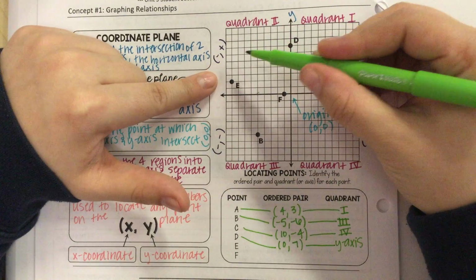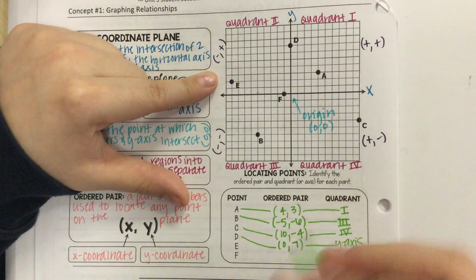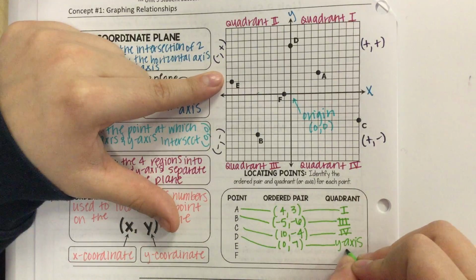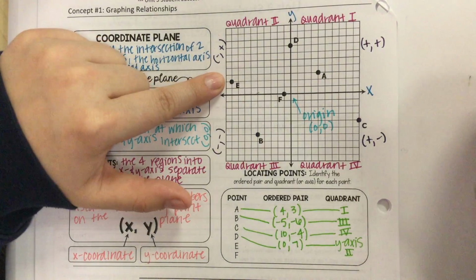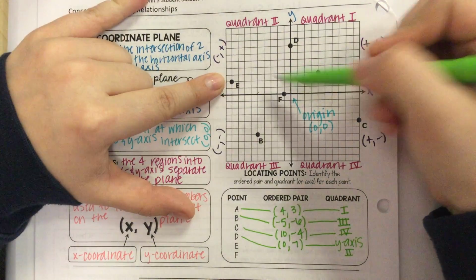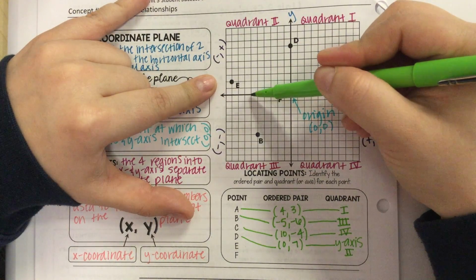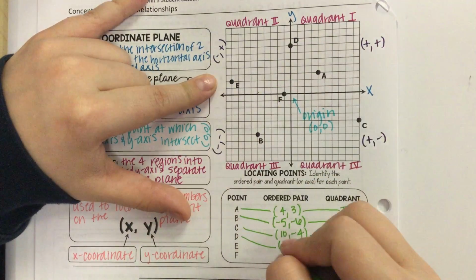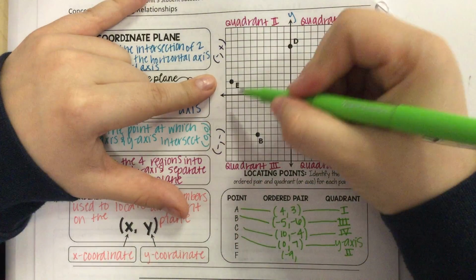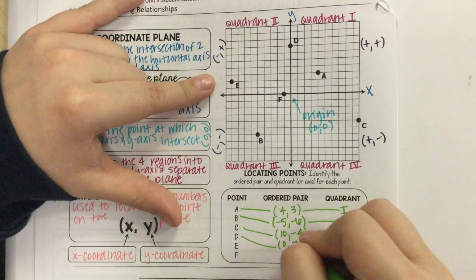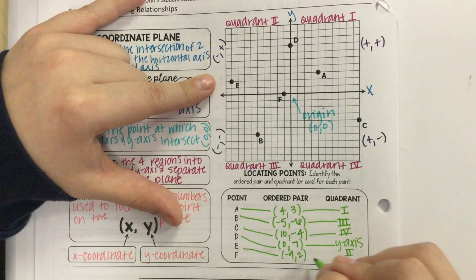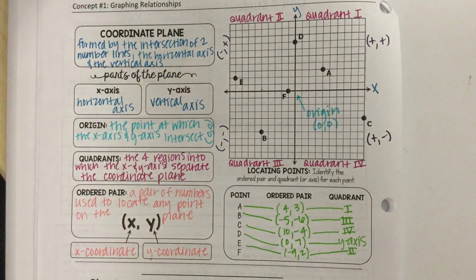E is also in quadrant 2. Okay, let's figure out where it is. We're going to have negative, positive. So negative 1, 2, 3, 4, 5, 6, 7, 8, 9. Negative 9, 1, 2, 2. So there's E. And then we're barely going to have room for F.